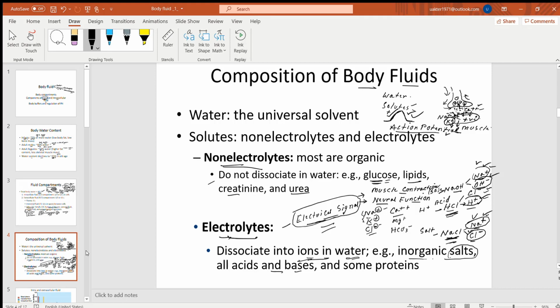So now you understand why you need the electrolytes, right? To rupture the vesicles, you need calcium ions. To cause depolarization, you need the entrance of sodium ions. To cause the repolarization, you need the efflux or exit of the potassium ion. Okay.